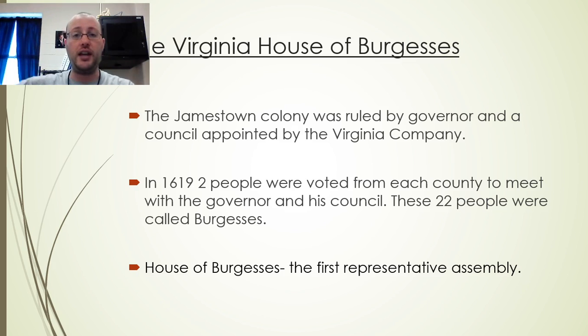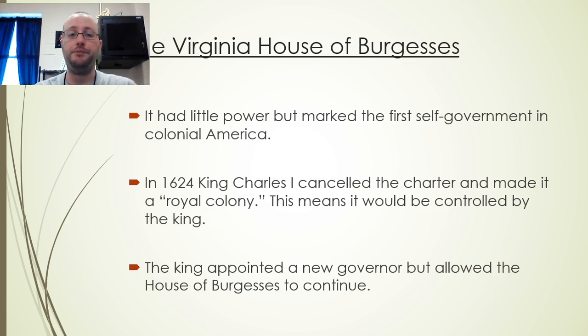They're coming from a place with a king that decides everything, except for, of course, later on when Parliament and the Glorious Revolution allow people to have a little more of an impact. But you're not getting out to meet together in this new land, except for when it starts here with the House of Burgesses. So that's an important part. The Virginia House of Burgesses is important because it's the first representative assembly. Now, it had little power, but marked the first self-government in colonial history.